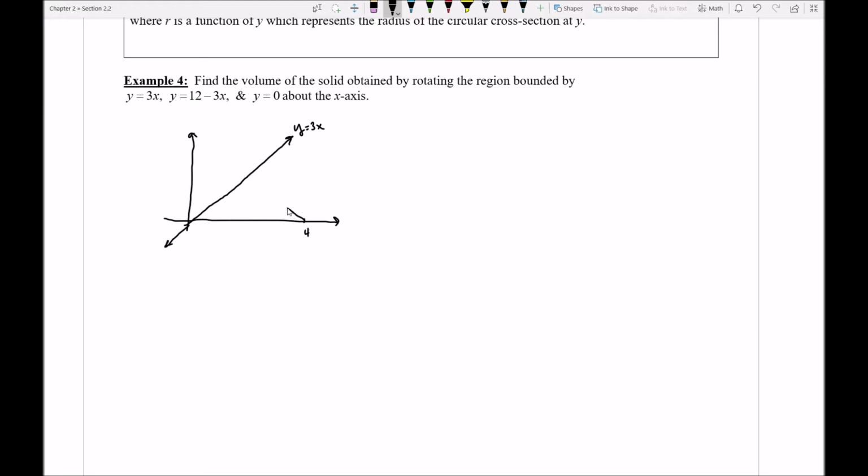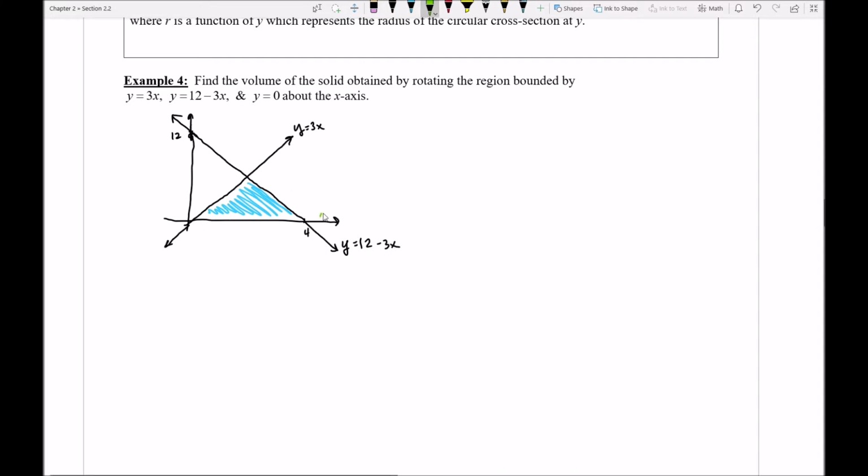Now, if I was to draw a line like this, I could see that this crosses my y-axis up here at the value of 12, and then y equals 0 is going to be my bottom side. I can see that the total region that I'm working with could be given by this. And so all of my different curves here are accounted for, and I've done a really quick, loose sketch of what my region looks like.